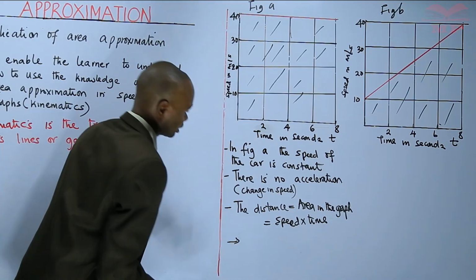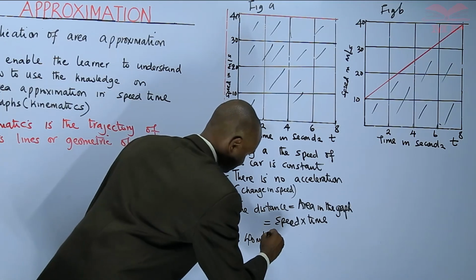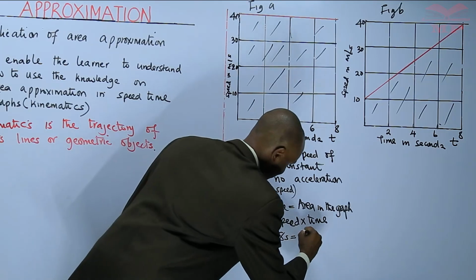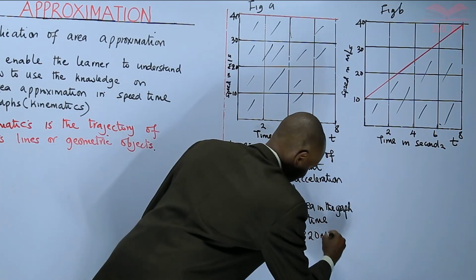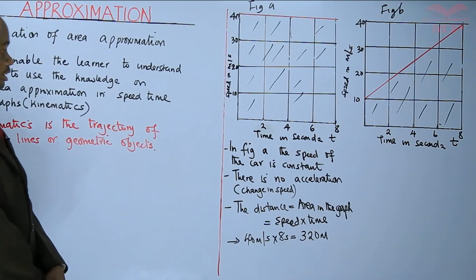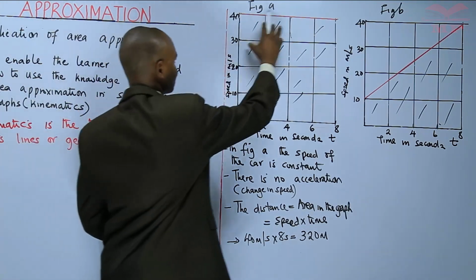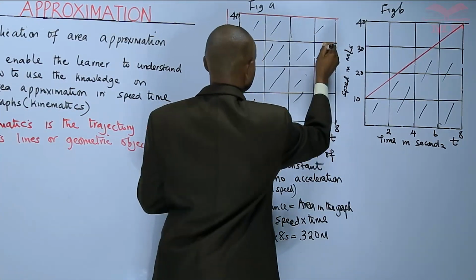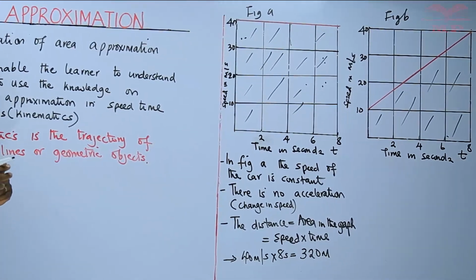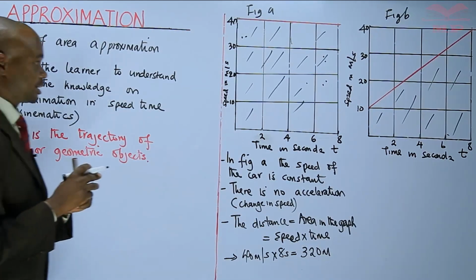This is equal to 40 meters per second times 8 seconds. So the vehicle travels how many meters? The vehicle travels 320. That 320 is actually the area in that graph, that shaded area. That is one of the applications you get under area under curves. We go to figure B.